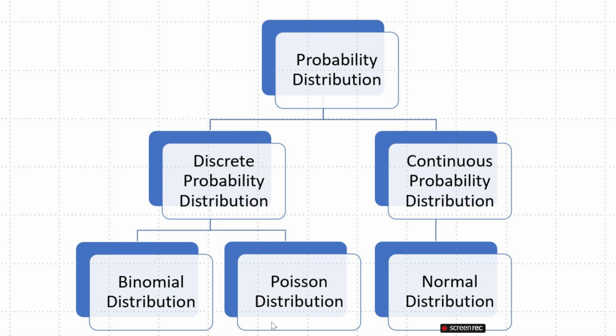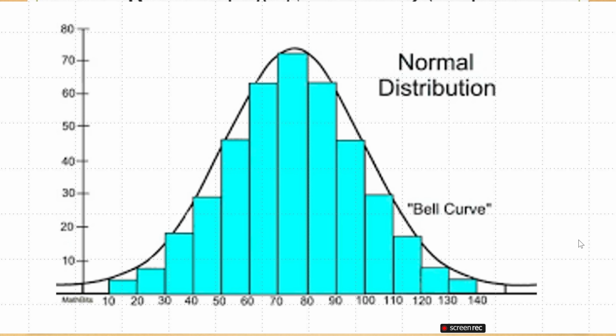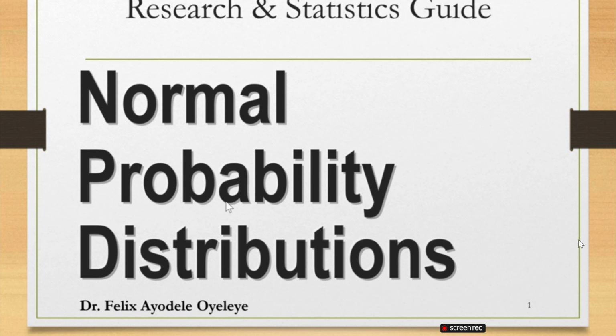Now, of the continuous probability distributions, the normal probability distribution is a unique and central example in statistics. In fact, the normal probability distribution is central to statistics generally. And we're going to be looking at it in detail, what it is and how it is actually applied in biological science.